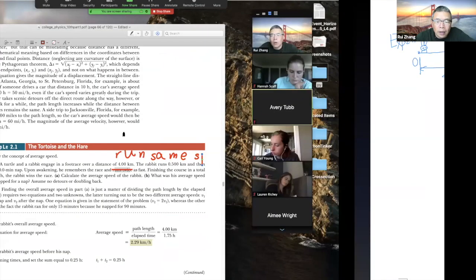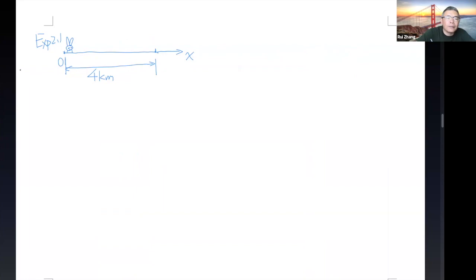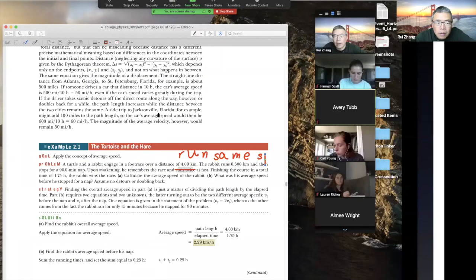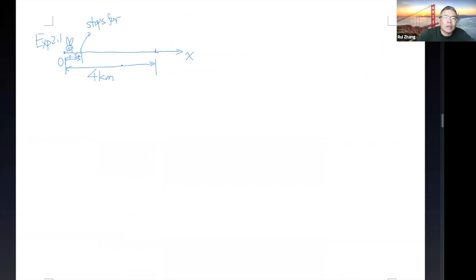We also see that the rabbit runs 0.5 kilometer, then stops, and then runs again. So let's put that in there. We need to divide this into two parts. The first part here is 0.5 kilometer, and here it stops for, wait, 90 minutes. So 90 minutes.